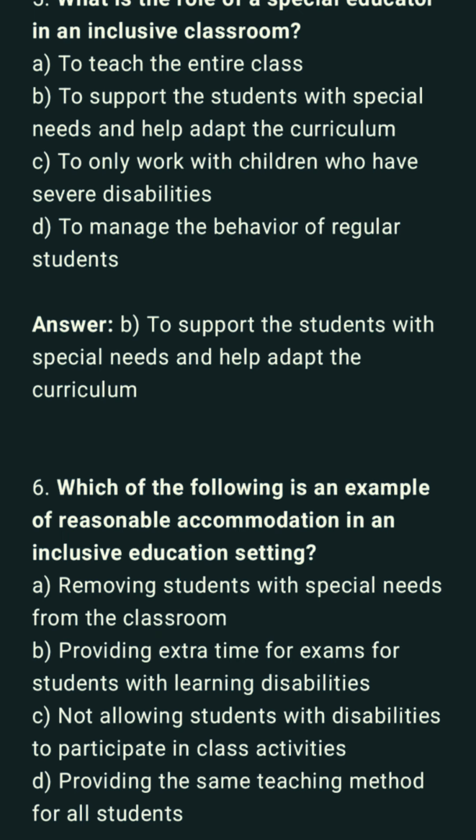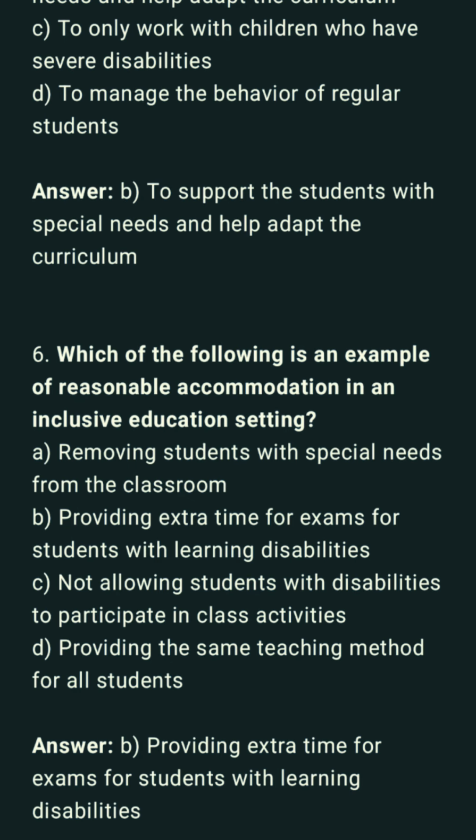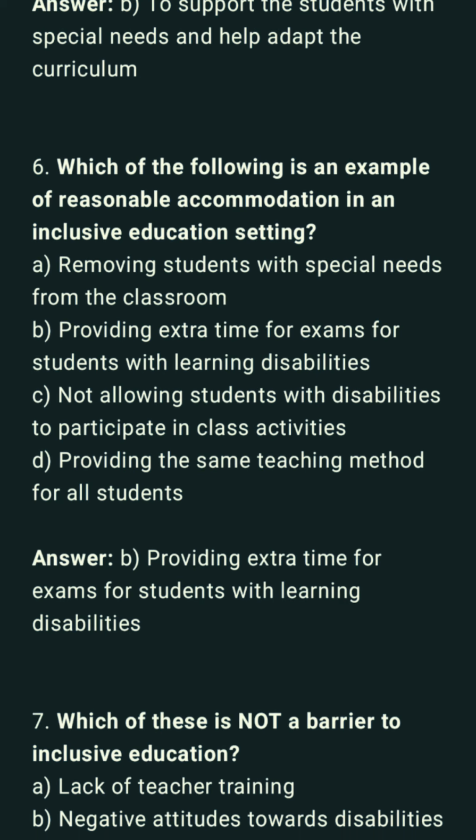Which of the following is an example of reasonable accommodation in an inclusive education setting? Answer number B. Providing extra time for exams for students with learning disability.